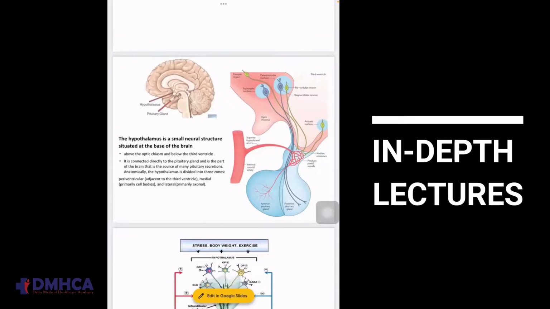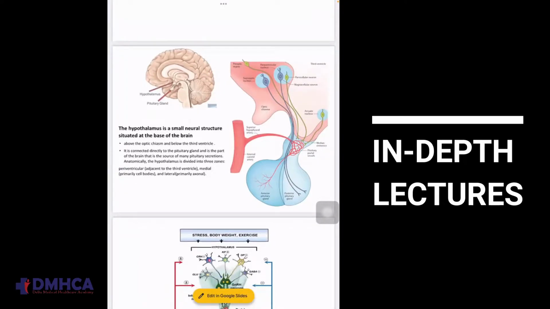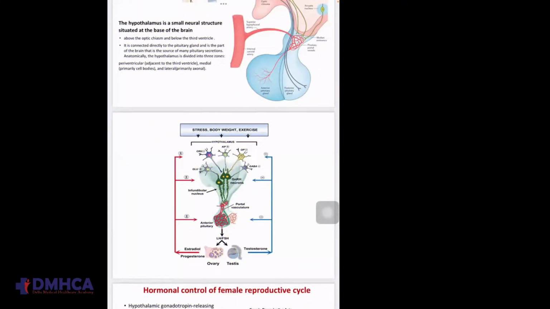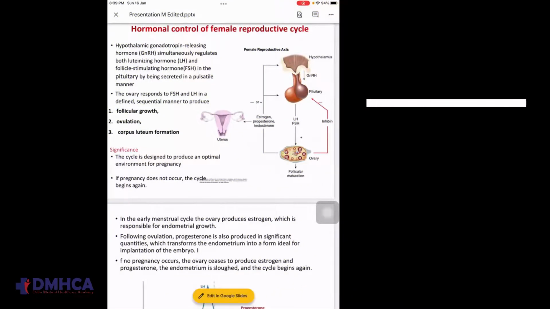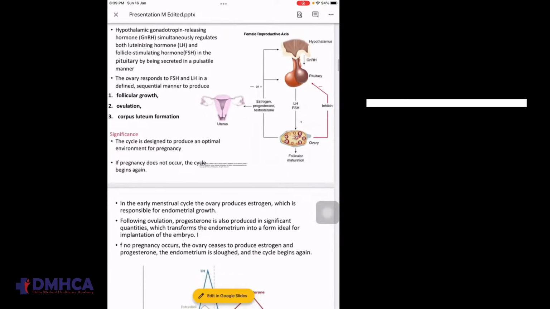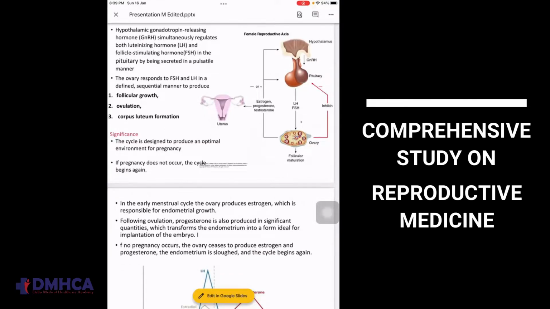So this hypothalamus is a small neural structure situated at the base of the brain. And it is above the optic chiasma and below the third ventricle. Hypothalamus has GnRH neurons, gonadotropin releasing hormone neurons. So the ovary responds to FSH and LH in a defined sequential manner to produce first follicular growth, then ovulation, and then corpus luteal formation.